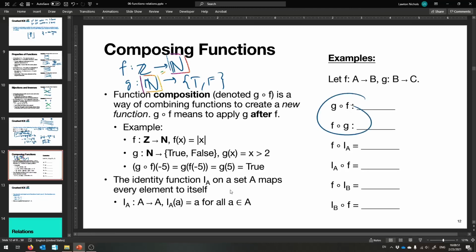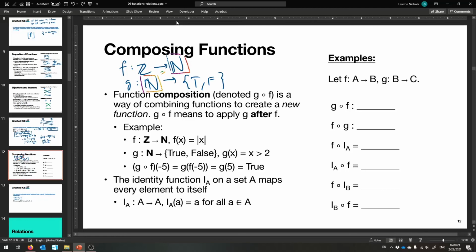Let's do maybe these first two. G composed with f is, let's see here, first do f, then do g, and I'm just asking for the types. Okay, what is it going to be? So first you do, like if we were talking about these, first you did f, we gave it an integer, we got a natural number. Then we composed it with g, so we gave that a natural number, and it finally gave us true or false.